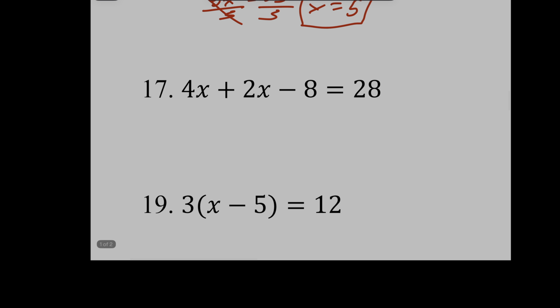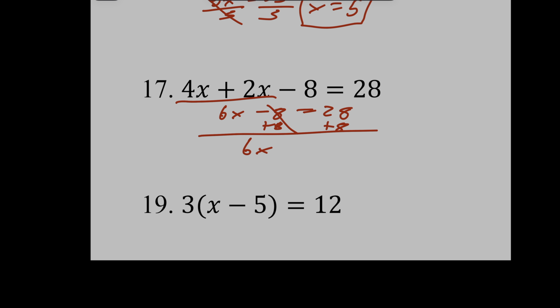Number 17. Look, I can combine terms. Awesome. 6x minus 8 equals 28. Now I want to get my letter term by itself, so I have to add 8 to both sides. Boom, die. And I get 6x equals 36. And now when I divide each side by 6, I'm going to get an x equals 6.